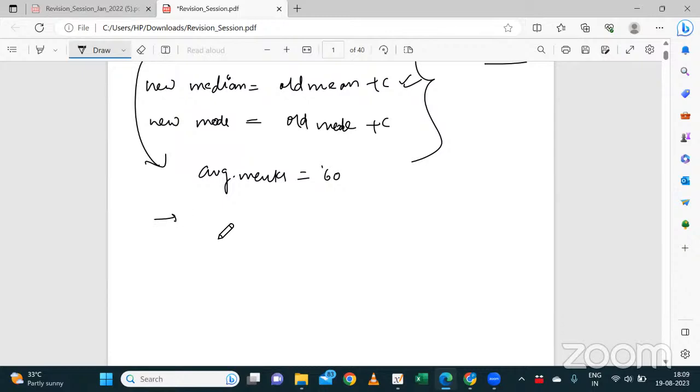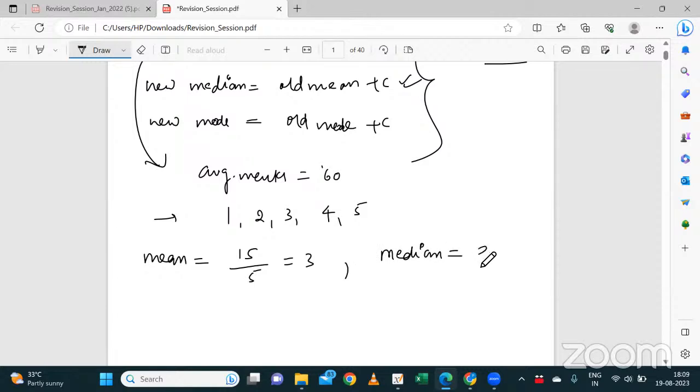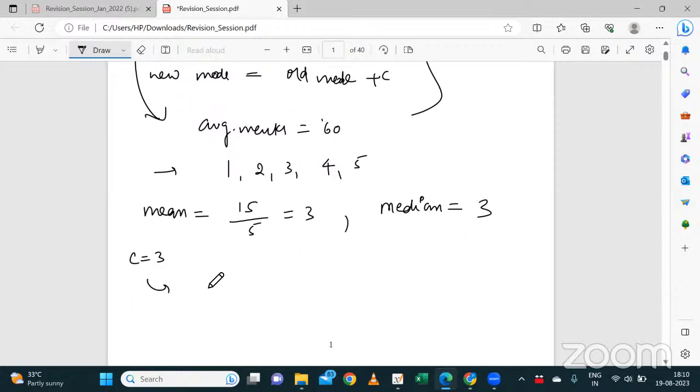So let's take one example. Suppose you have the data set 1, 2, 3, 4, and 5. What will be the mean for this data set? It's 15 divided by 5, so it's nothing but 3. And what is the median? The median will be 3. Now, suppose I want to add a constant C, let's say 3. What will be my new data set? If I add 3 to all of these, the new data set will be 4, 5, 6, 7, and 8. Now tell me what is the mean?